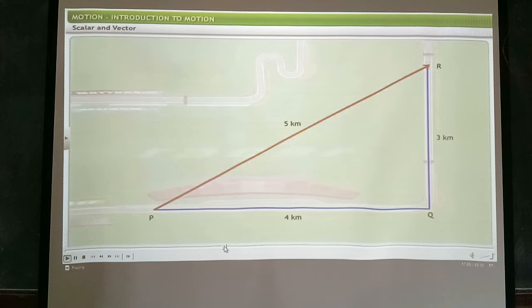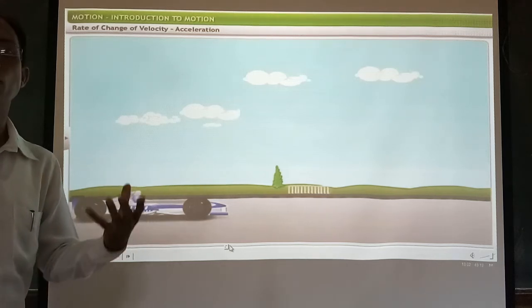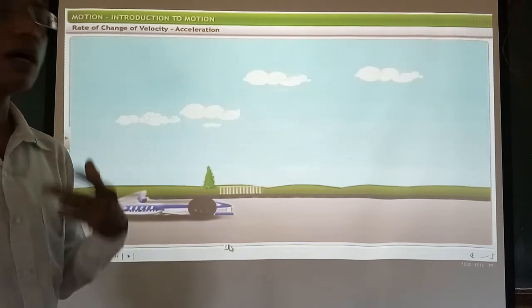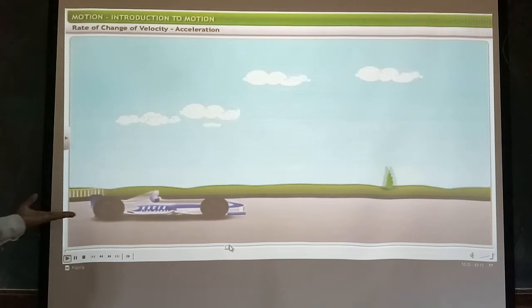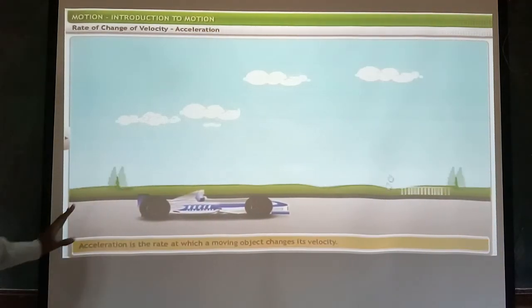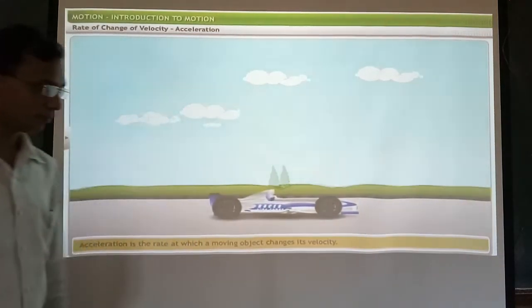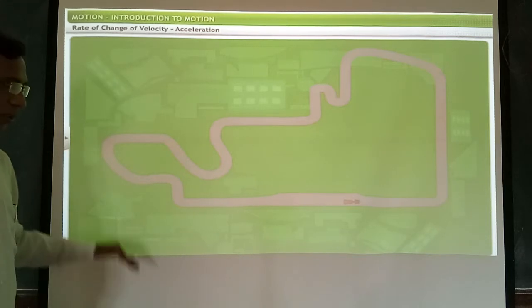Now next, we observe that the rate of change of velocity is known as acceleration. So for this car, we should calculate the acceleration. Acceleration is the rate at which a moving object changes its velocity.